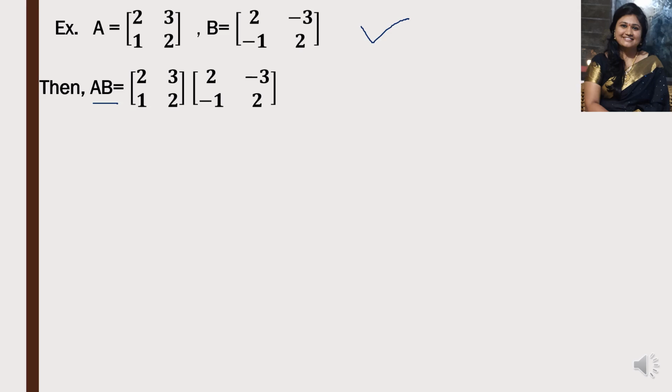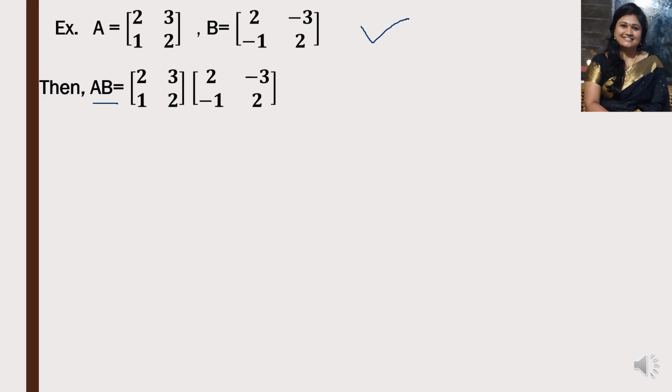The A value is 2 3 1 2, B value is 2 minus 3 minus 1 2. So after solving this, what do we have to get, right? So we know the matrix multiplication, right? By our 11th chapter, we know that matrix multiplication is done when the matrices have the same order, right? So here the condition is satisfied, so we just multiply these two matrices, right?